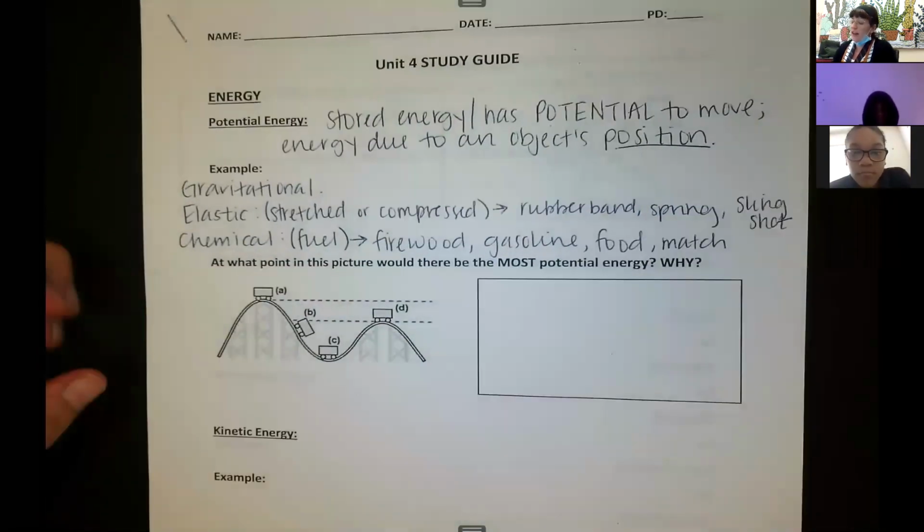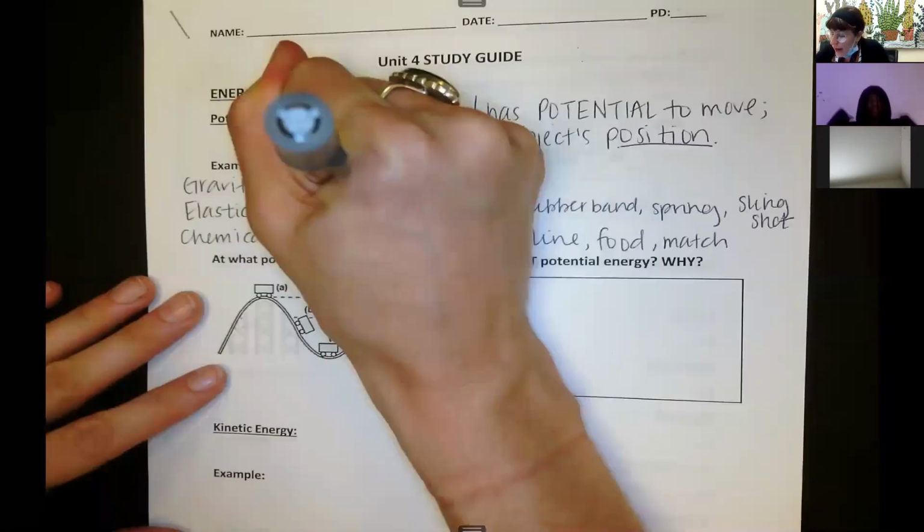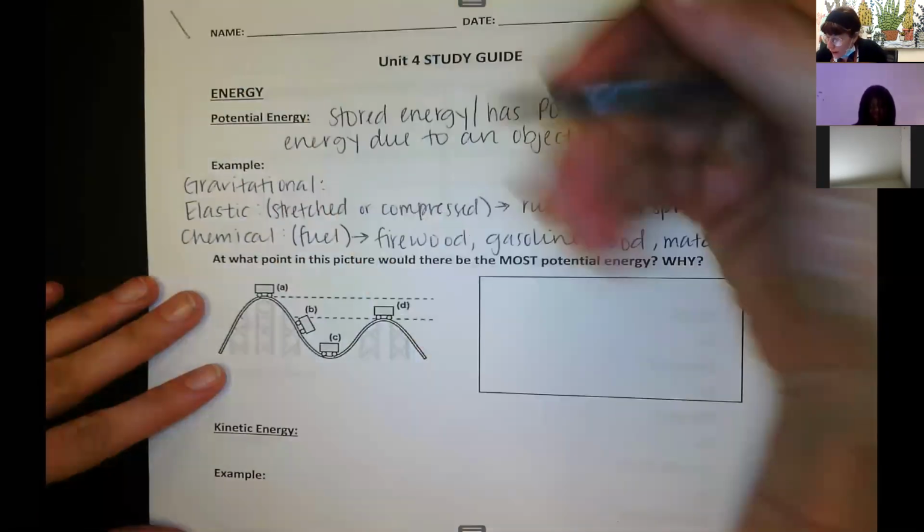And then gravitational, what's that word in gravitational that sounds familiar? Gravity, which we know gravity is a force that pulls things down. So a gravitational would be anything that has potential to fall, right?